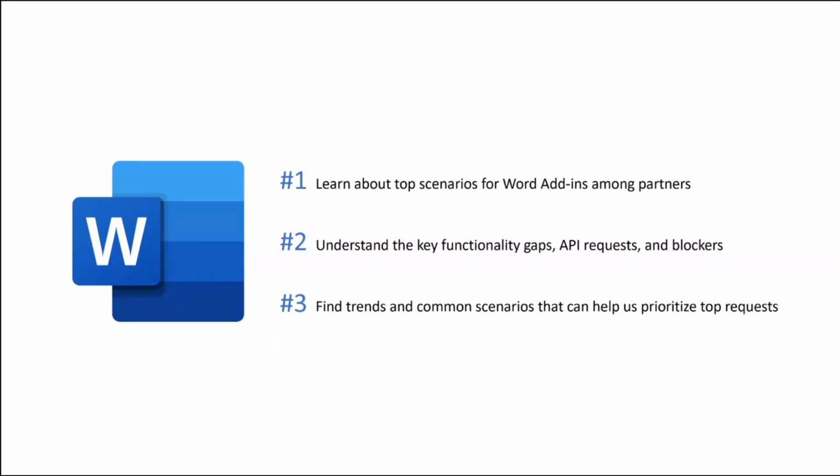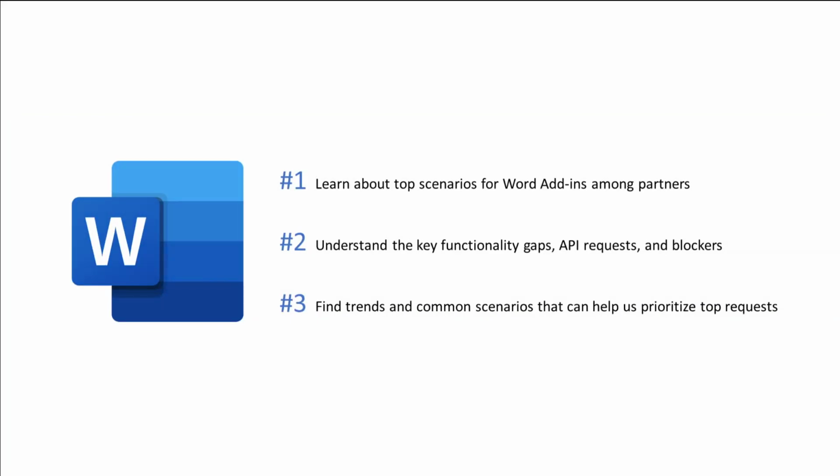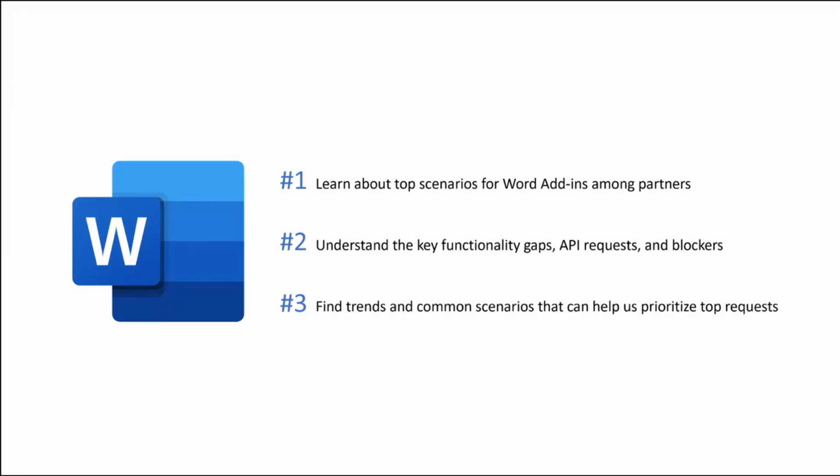Our goal for this current quarter is to really learn about what are those top scenarios across Word add-ins, and we want to learn from the partners in this community call. We want to use those learnings to understand what those key functionality gaps are, what the API requests are, and what the blockers are that are preventing you from creating a successful Office add-in. Using that list, we hope to find some trends and common scenarios, and that way it will help the team prioritize those top requests. So we know not only what to build, but also when to build it.